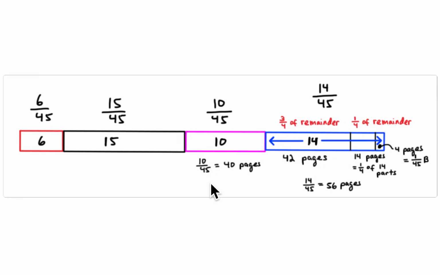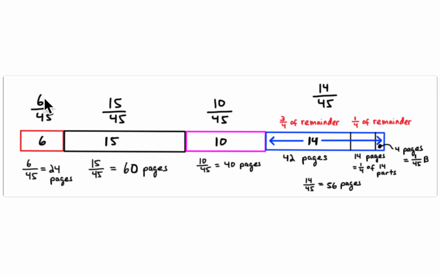All right, so 10/45 are going to be equal to 10 times 4 pages for each of those parts. You have 10 of the parts, so it's equal to 40 pages. 15 parts is 4 pages for each part. 4 times 15 is equal to 60 pages. And we have 6 parts, 4 pages for each of those parts. So 4 times 6 is equal to 24 pages. So here are the different number of pages that Tyler read on Monday, Tuesday, Wednesday. On Thursday, he read 42 pages. On Friday, he had 14 pages left to read.